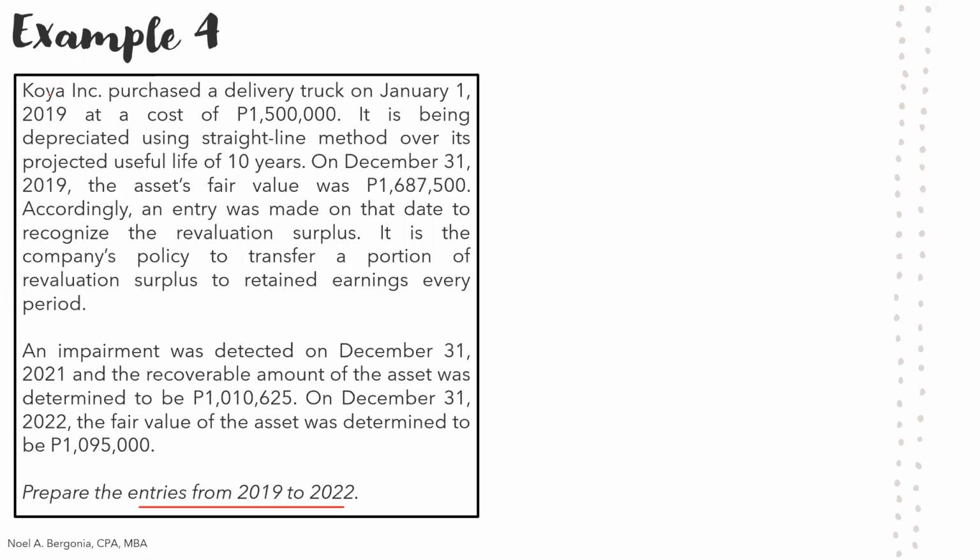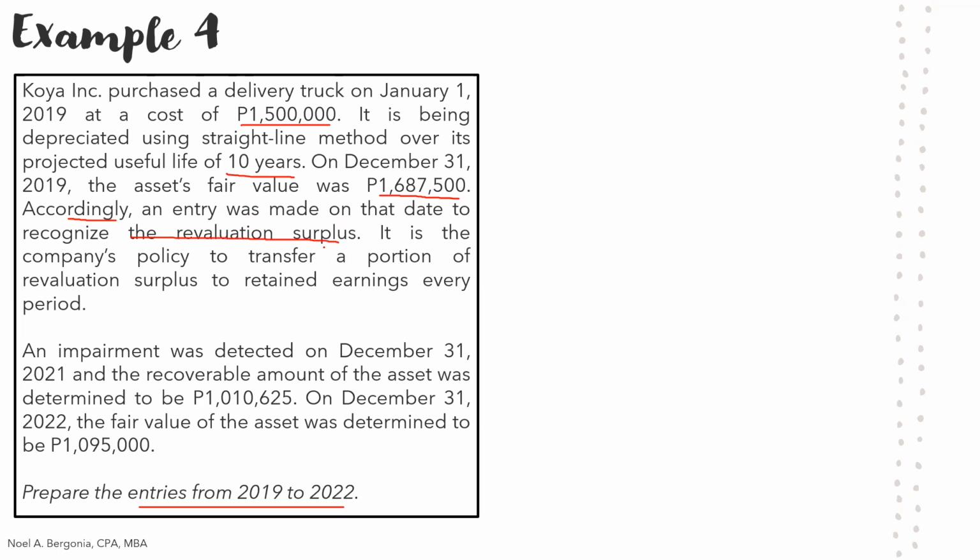So Koya Incorporated purchased a delivery truck on January 1, 2019, at a cost of 1,500,000. Now it is being depreciated using the straight line method over 10 years. On December 31, 2019, a year after, the asset's fair value was 1,687,500. So kung napansin niyo mas mataas siya sa cost. So isipin niyo na, ay, merong revaluation dyan. So accordingly, an entry was made at the date to recognize a revaluation surplus. So tama, may revaluation tayo.